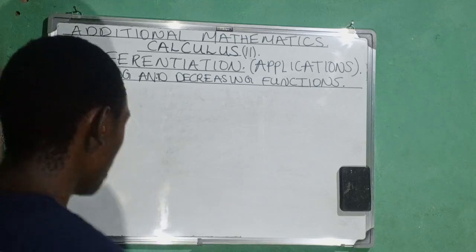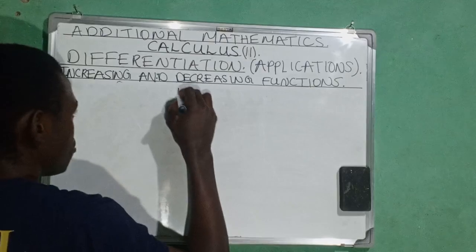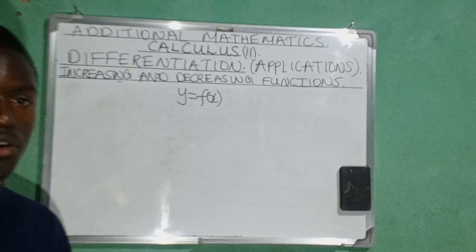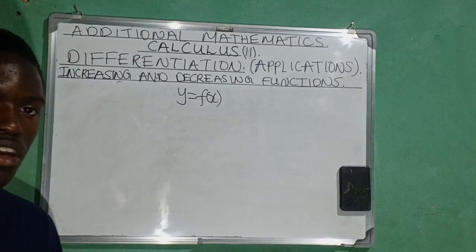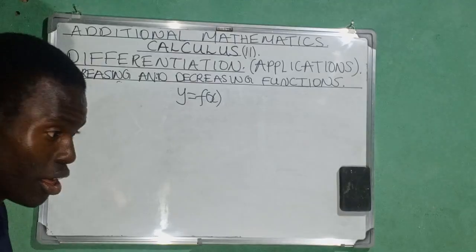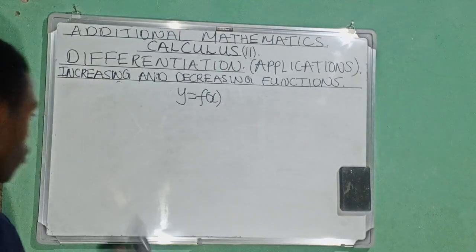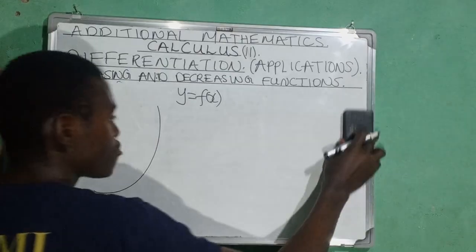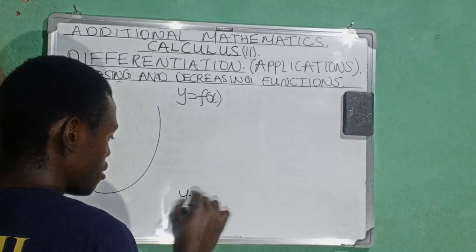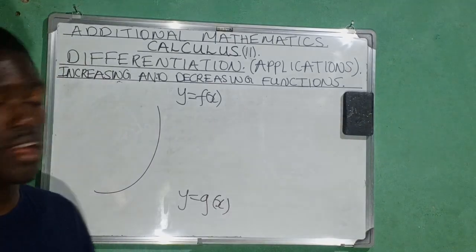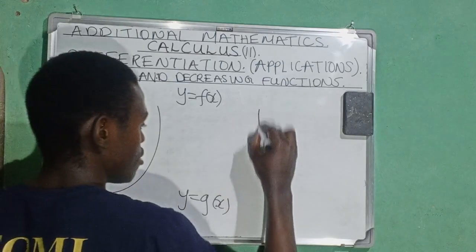Okay, so if we have a particular function given by y is equal to f of x, you draw a curve. The function is represented by the following curve, a curve like that. And then we have another function, let us say y is equal to g of x, another function like this.